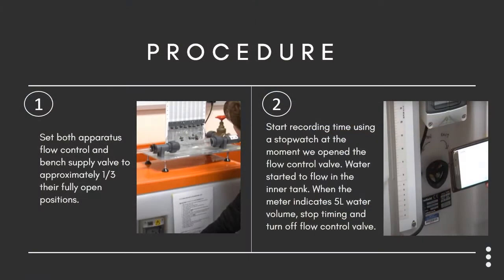Now for the procedure. Before doing the first step, make sure that the air purge valve on the upper manifold is tightly closed. Then you can now set both the apparatus flow control and bench supply valve to approximately 1/3 of their fully open positions. Then start recording time using a stopwatch at the moment we open the flow control valve. Water starts to flow in the inner tank. When the meter indicates 5 liters of water volume, stop the timer and turn off the flow control valve.